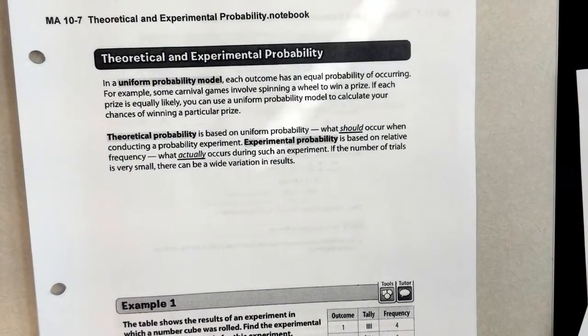So it says, for example, some carnival games involve spinning a wheel to win a prize. If each prize is equally likely, you can use a uniform probability model to calculate your chances of winning a particular prize. Two things that we are talking about today for probability are theoretical probability and experimental probability. Theoretical probability is based on a uniform probability. It's what should occur when conducting a probability experiment. Experimental probability is based on relative frequency of what actually occurs.